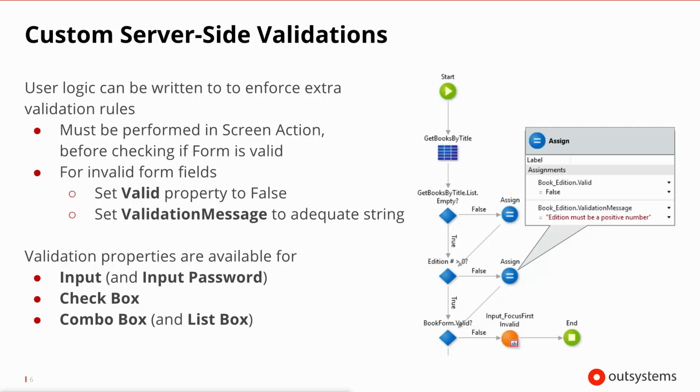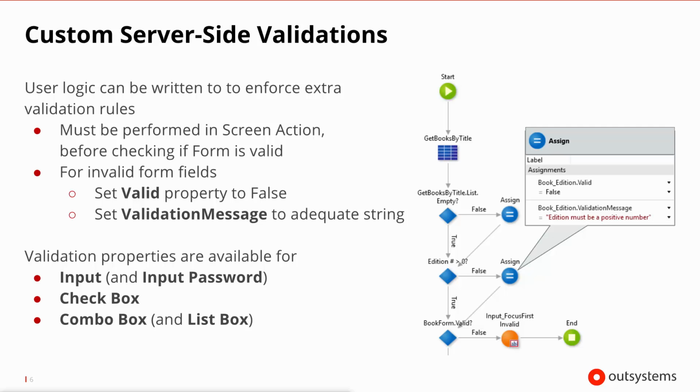So in the screenshot on the right-hand side, if you look at the second if statement, we're checking if the edition number is greater than 0. And assuming that it's not greater than 0, we go into the assign, whereby we're setting the valid of the book edition input to false, and the validation message of the same book edition to "Edition must be a positive number." And just to clarify, these validation properties exist for the input and input password widgets, the checkbox, the combo box, and the list box.